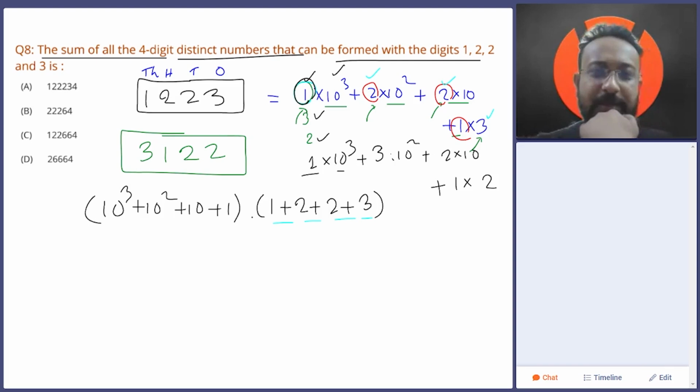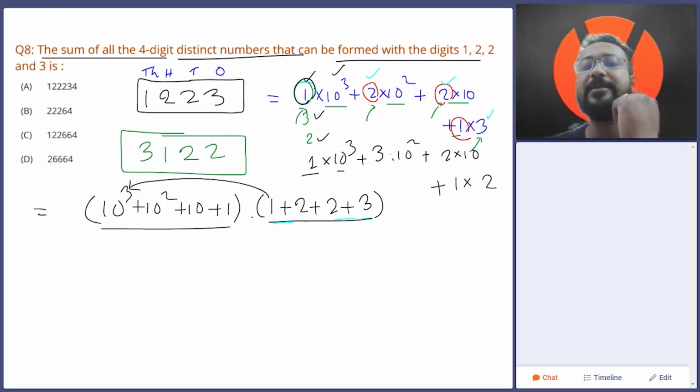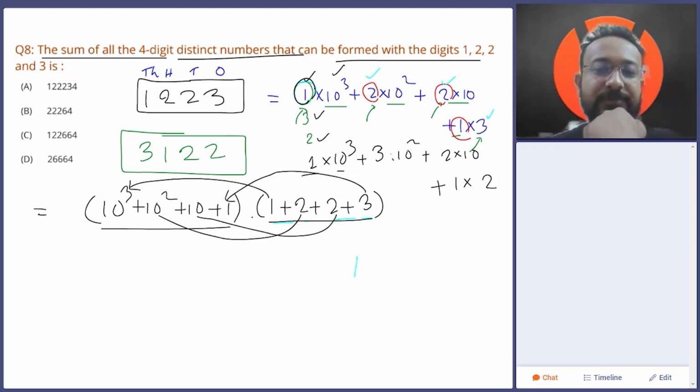So now what we can do, sir, this is the sum of all the ones, tens, hundreds, thousands, and these are the digits that are coming, correct? So basically what we are saying is, when 1 comes here, when 1 gets multiplied here, it will happen once that when 1 is multiplied here, this 2 will get multiplied here. This 2 will also get multiplied here, and this 3 will also get multiplied here. Correct? Are you getting it? Okay. So now, let's see.